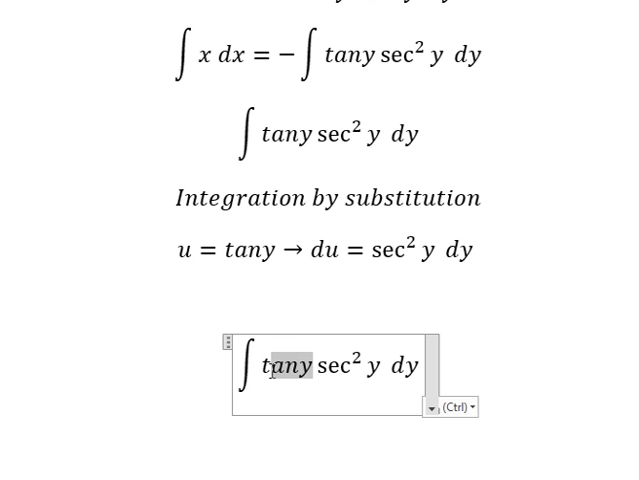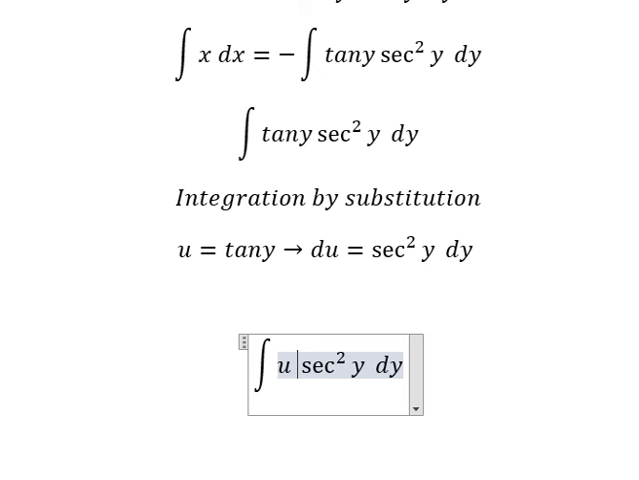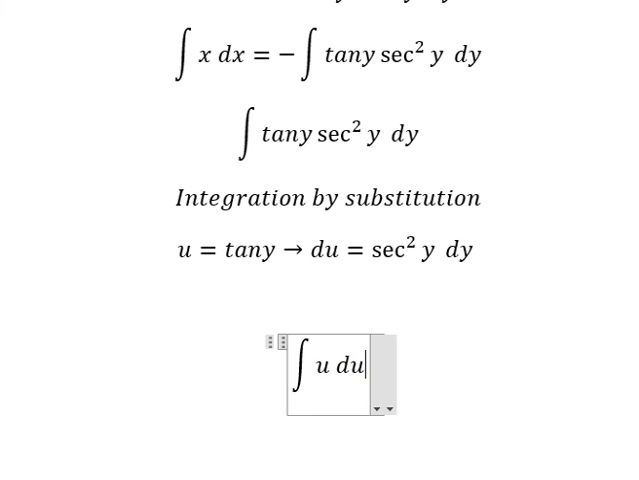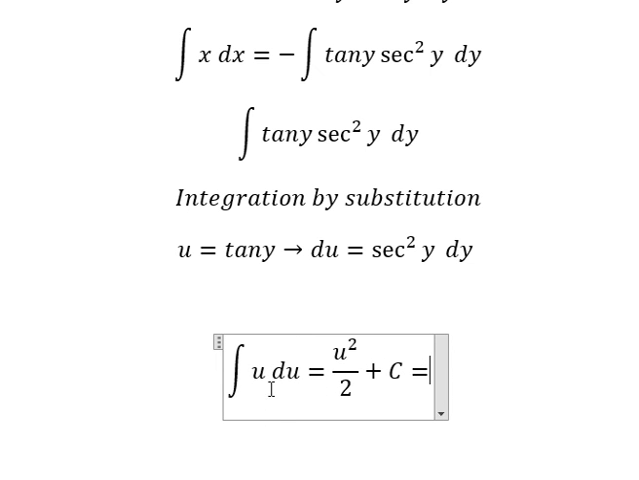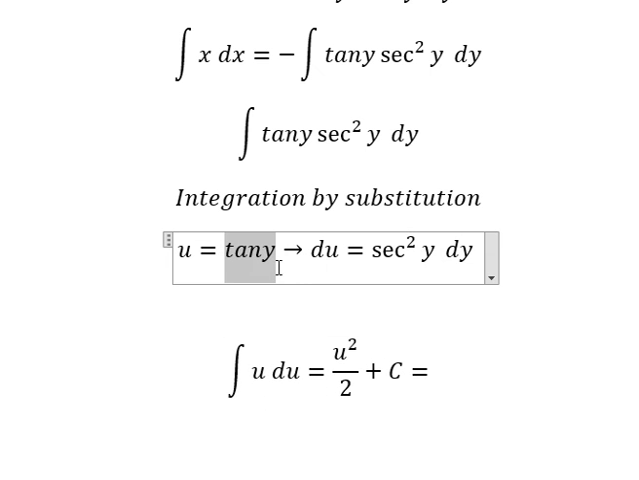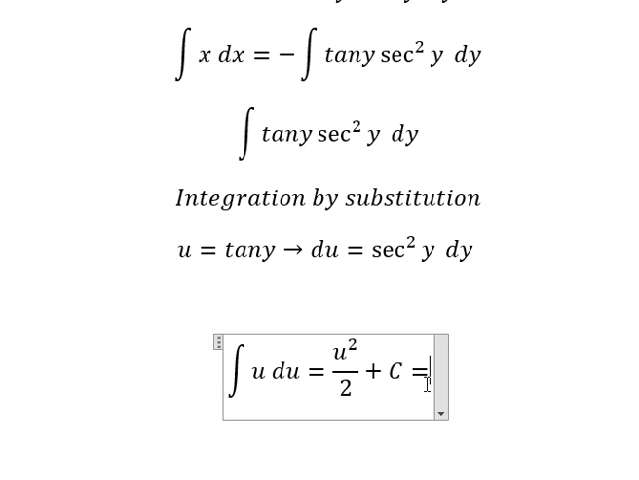This one we change by u. This one we change by du. The integration of u, we have u squared over 2, and I will put plus c. And u is tan y.